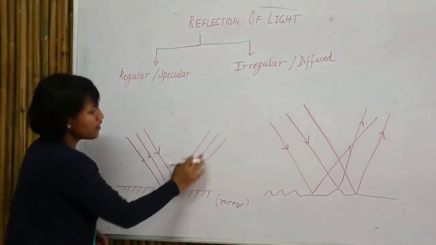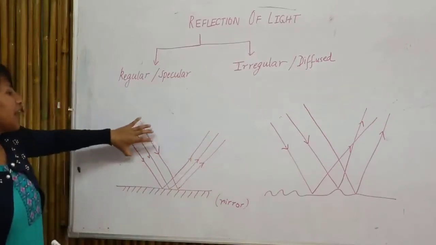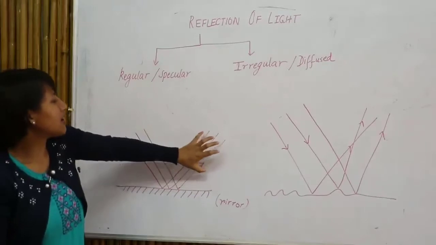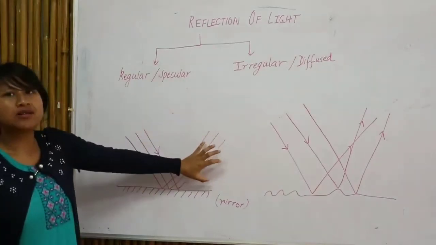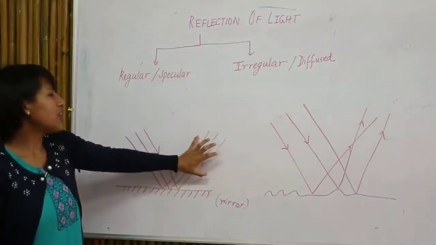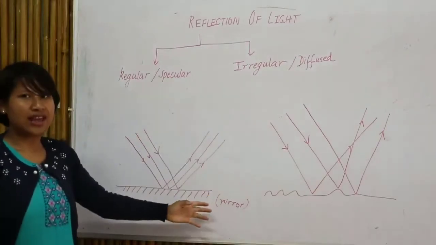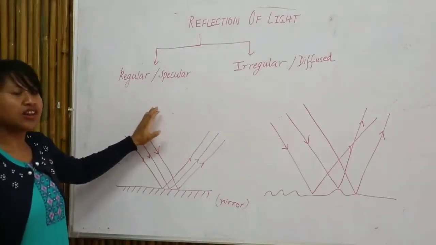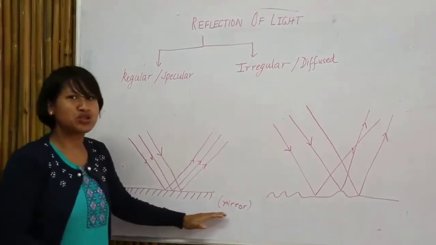So after obeying the laws of reflection of light, it is found that the reflected rays are a parallel beam of light. This is regular reflection of light. This happens when it strikes a smooth surface.